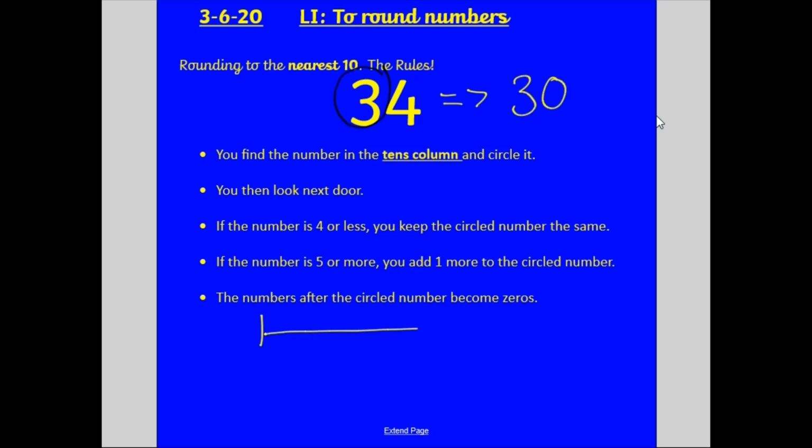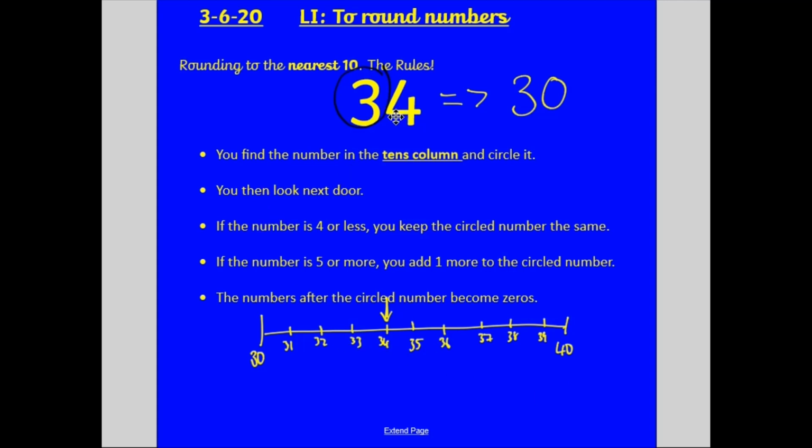Again, if you want this visually, if I draw out a number line, and I have 30 and 40, about halfway here, it's 35, and this side, 34, 33, 32, and 31. So 34 is here. And is it closer to 30 or is it closer to 40? Well, it's closer to 30. So rounded to the nearest 10 is going to be 30. That's a visual version of it, and that's how it works.